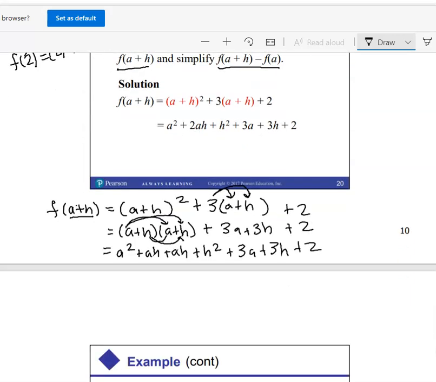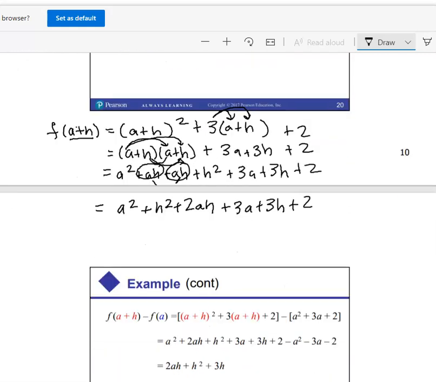I'm going to look through here and see, do I have any other a squareds? No. I do have an h squared, and that's the only one I see. I've got a combination of a plus h, and I've got 2 of those, so I'm going to say plus 2ah. I don't have any other a's, and I don't have any other h's, so this would be our final answer. We've combined like terms. The only 2 terms we could combine were these 2. We have 2 of those.